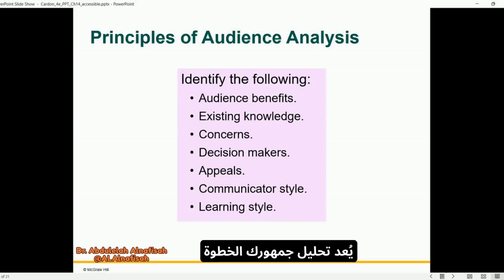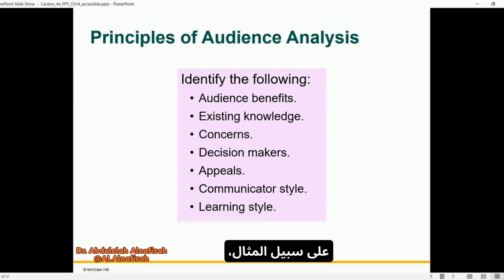Analyzing your audience is the first crucial step. Understanding who your audience members are, what they know, and what concerns they have enables you to tailor your presentation to their specific needs and expectations. It requires answering several key questions: how the audience will benefit from your ideas, what prior knowledge they possess, and what their main concerns or objections might be.